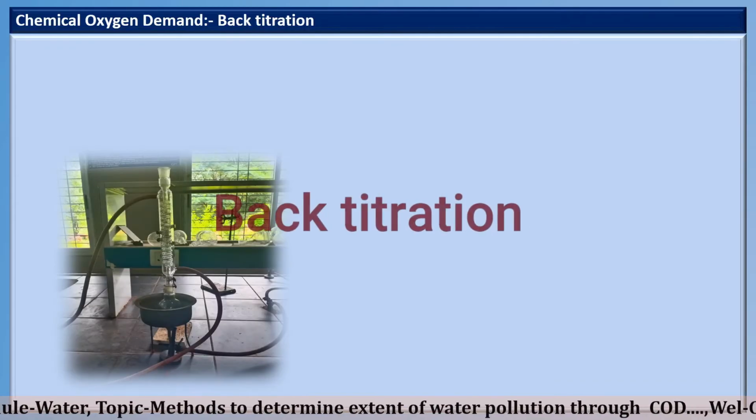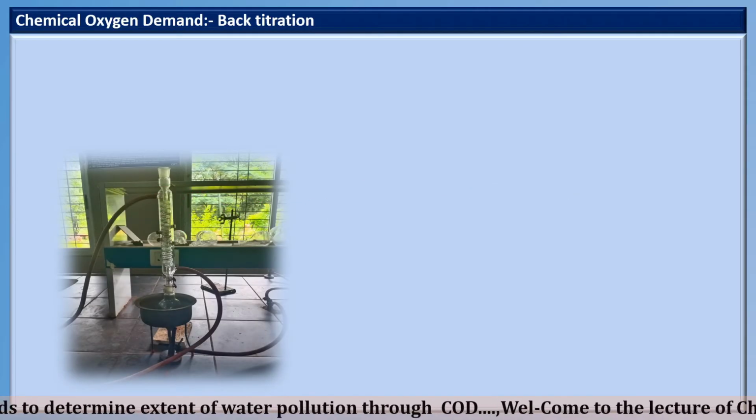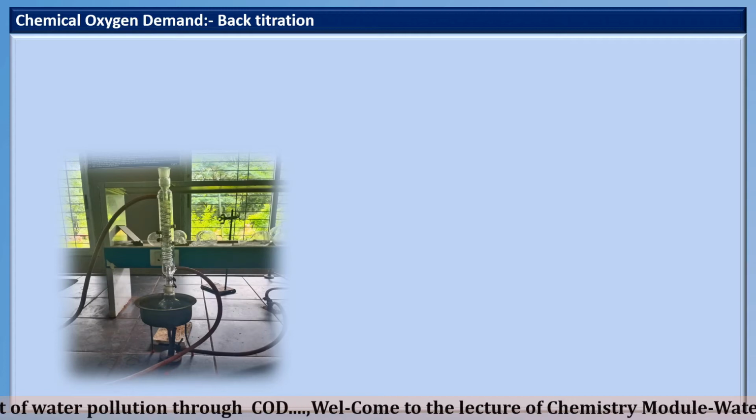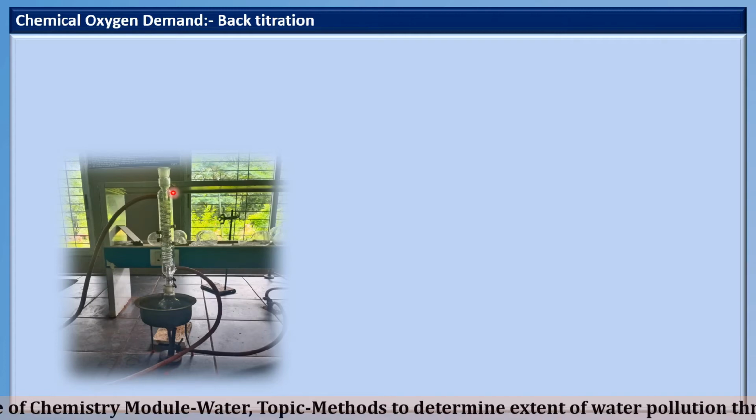So this is the apparatus used for determination of COD in part first, that is back titration. In that, this is a water condenser.